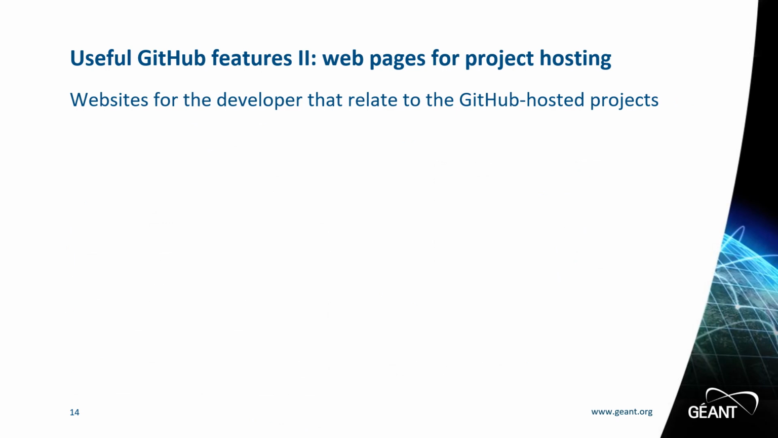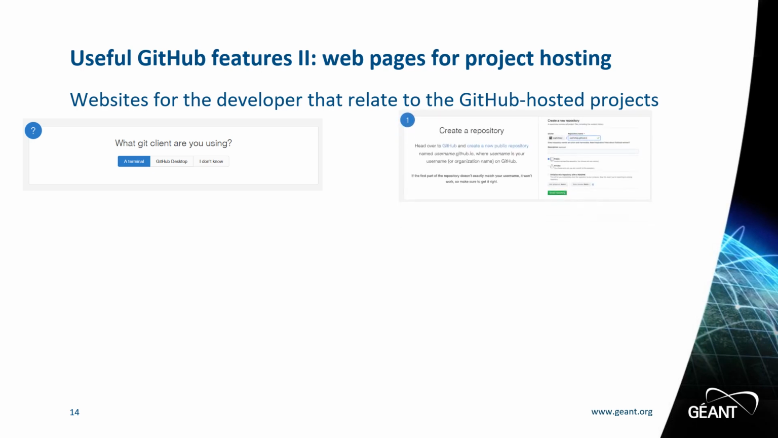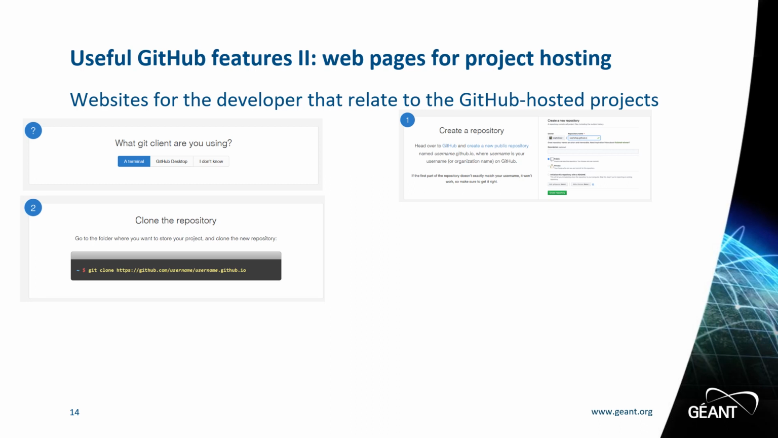GitHub allows developers to create web pages from scratch for themselves or their projects simply by using a wizard in the same way they create a repository. To begin with, GitHub asks for the Git client you are using. Next, create a repository as shown in the slide. The user must then clone the created repository to the local computer.